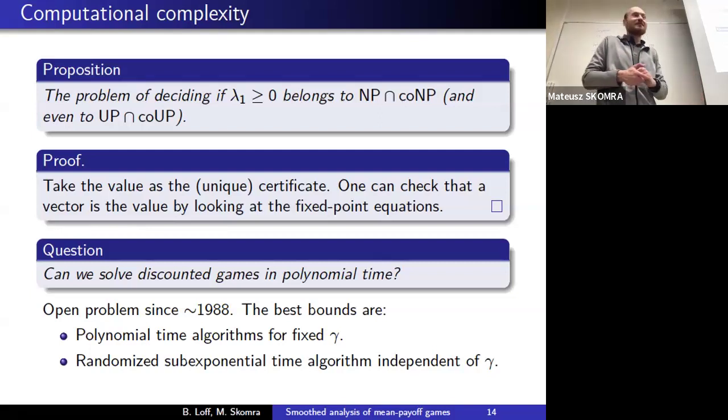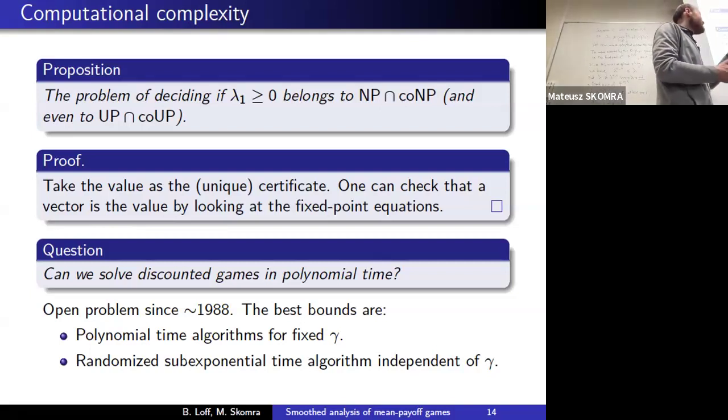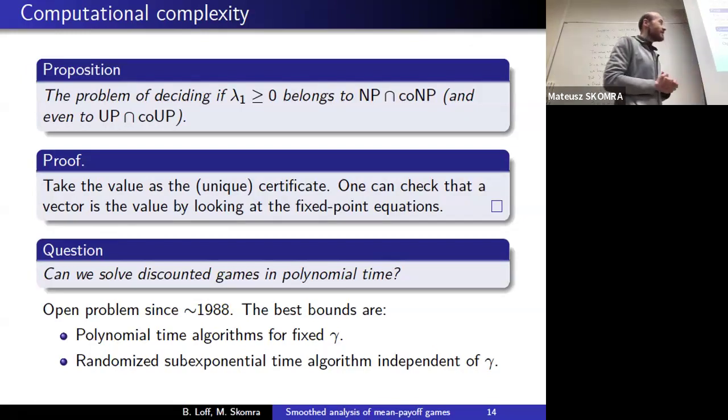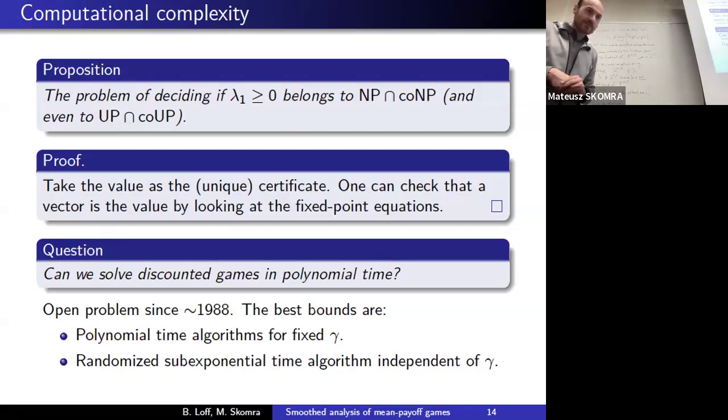And as it turns out, even though this model is so simple and has such beautiful properties, and it was introduced by Shapley in the 50s, we have no idea if we can solve these games in polynomial time. So this has been deeply studied as an open problem for the past 35 years or so. And the best bound that we have is that if you fix the discount rate, then yeah, we can do this in polynomial time, very nice. If you don't fix the discount rate, then the best we can do is a randomized sub-exponential time algorithm with complexity independent of the discount. Like 2 to the root n times log n.